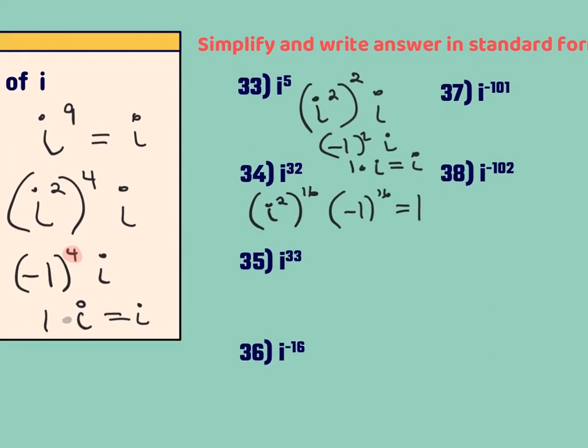Let's try 33. So again, it's always i squared. 33 divided by 2 is 16, and then I had 1 remainder. Again, we're going to change i squared into -1. -1 raised to an even exponent is +1 times i, and i to the 33rd power is i.